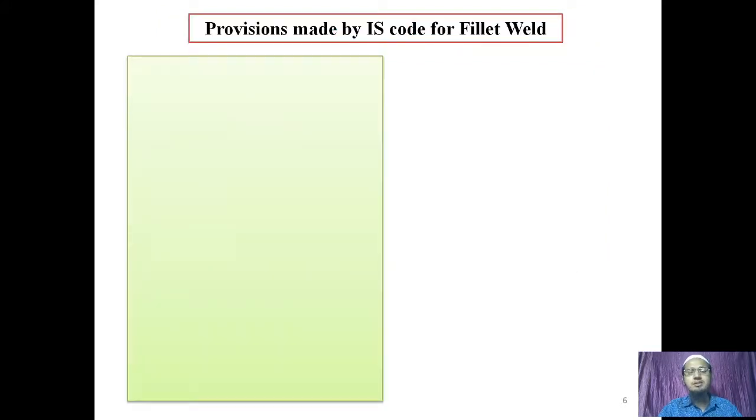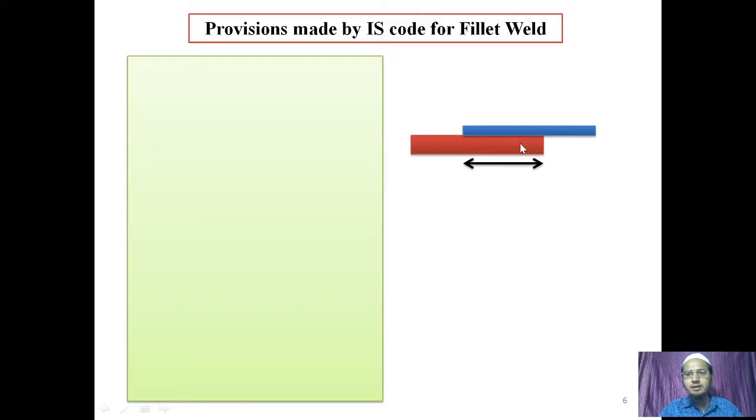Now as we have discussed the IS specifications or recommendations given by the code for fillet weld, let's shortly revise those provisions made by the IS code. Which IS code do we have to use for design of steel? Yes, we have to use IS 800 2007, in which we deal with the limit state method.